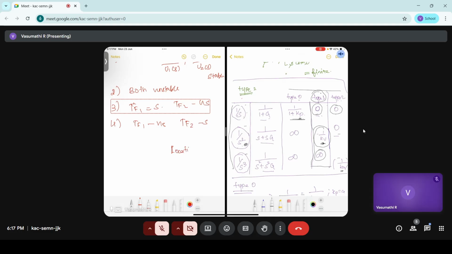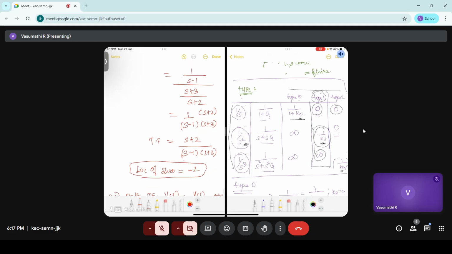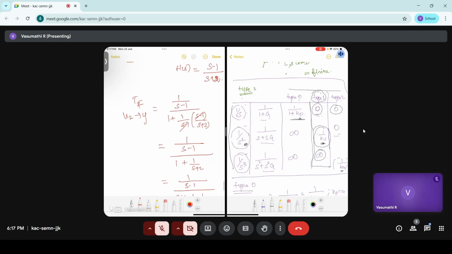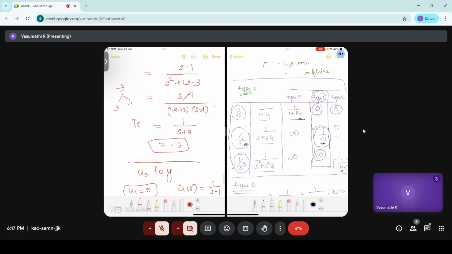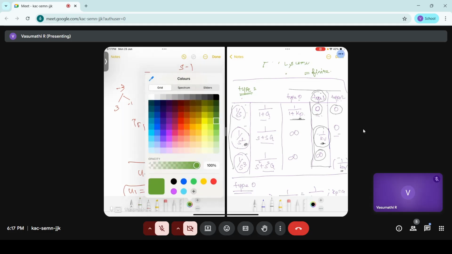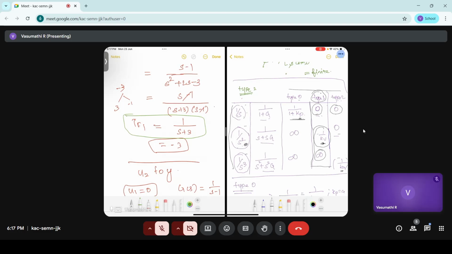We look at the location of poles, right? If the poles are in the right half of the S plane, this will be unstable. If it is in the left half of the S plane, this will be stable. This is how we define the stability. For the transfer function, this is transfer function 2, this is transfer function 1. If I see transfer function 1, the pole is in the left half of the S plane, minus 3. So this is stable.